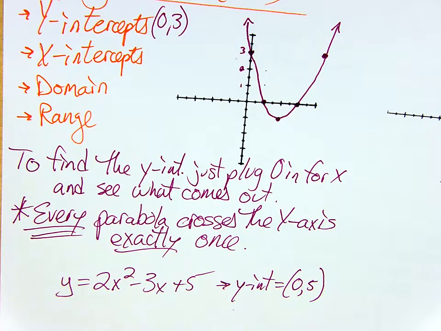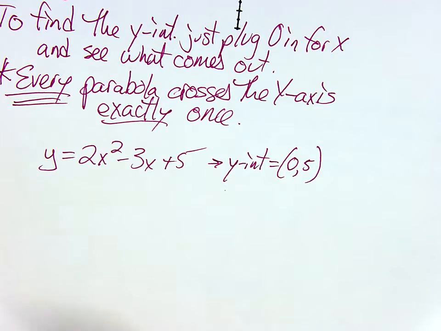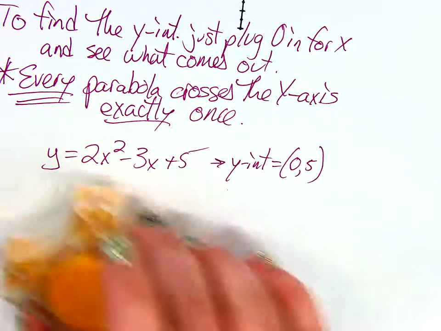Okay, so now Jordan said, wouldn't you do the same thing for the x-intercepts, just plug in 0 for y? He's absolutely right. Remember, we have 3 different scenarios that can come out.